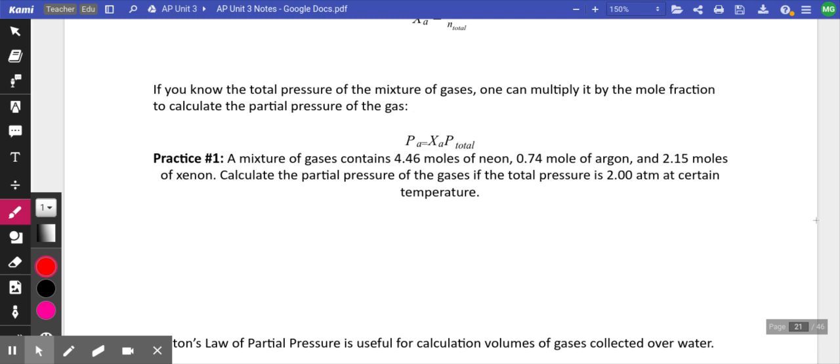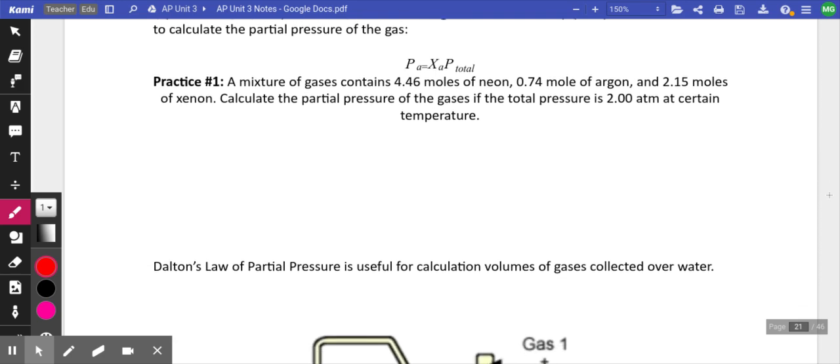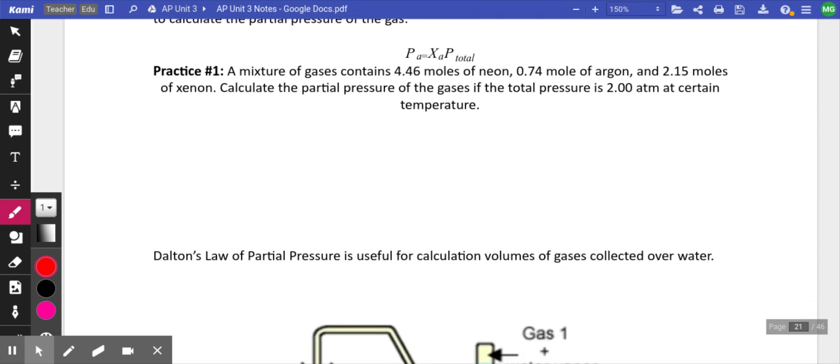So let's look at this in an application here. I see in this practice question number 1 that a mixture of gases contains 4.46 moles of neon, 0.74 moles of argon, and 2.15 moles of xenon. I want to calculate the partial pressure of the gases if the total pressure is 2 atmospheres at a certain temperature. So I'm going to be doing an individual calculation for each of these.